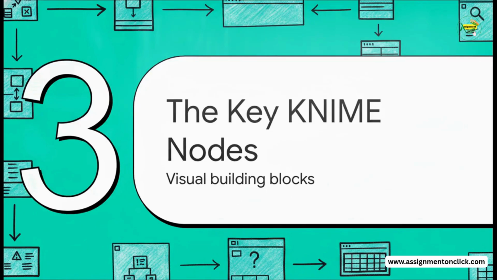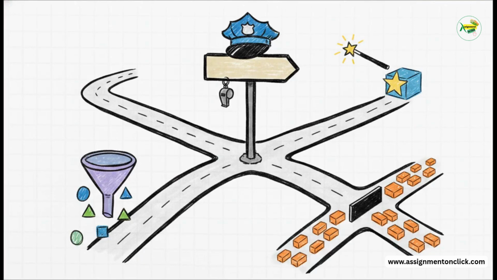All right, section 3, the key KNIME nodes. Let's take a look at the actual visual building blocks we'll be using. You can really think of these nodes as smart traffic cops for your dataset. First up, we've got the Rule Engine. You use this one when you want to create a brand new value or label based on your conditions. Like maybe you want to add a column that stamps a row as urgent or standard. Notice it doesn't remove the rows, it just labels them.